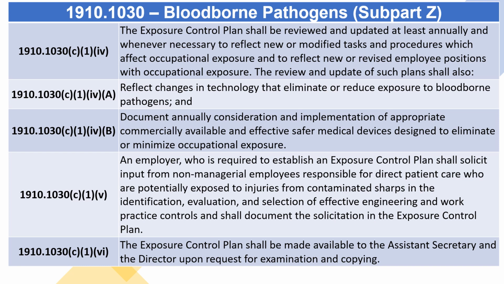that eliminate or reduce exposure to bloodborne pathogens, and document annually consideration and implementation of appropriate commercially available and effective safer medical devices designed to eliminate or minimize occupational exposure. 1910.1030(c)(1)(v) An employer who is required to establish an exposure control plan shall solicit input from non-managerial employees responsible for direct patient care who are potentially exposed to injuries from contaminated sharps in the identification, evaluation, and selection of effective engineering and work practice controls and shall document the solicitation in the exposure control plan. 1910.1030(c)(1)(vi) The exposure control plan shall be made available to the Assistant Secretary and the Director upon request for examination and copying.